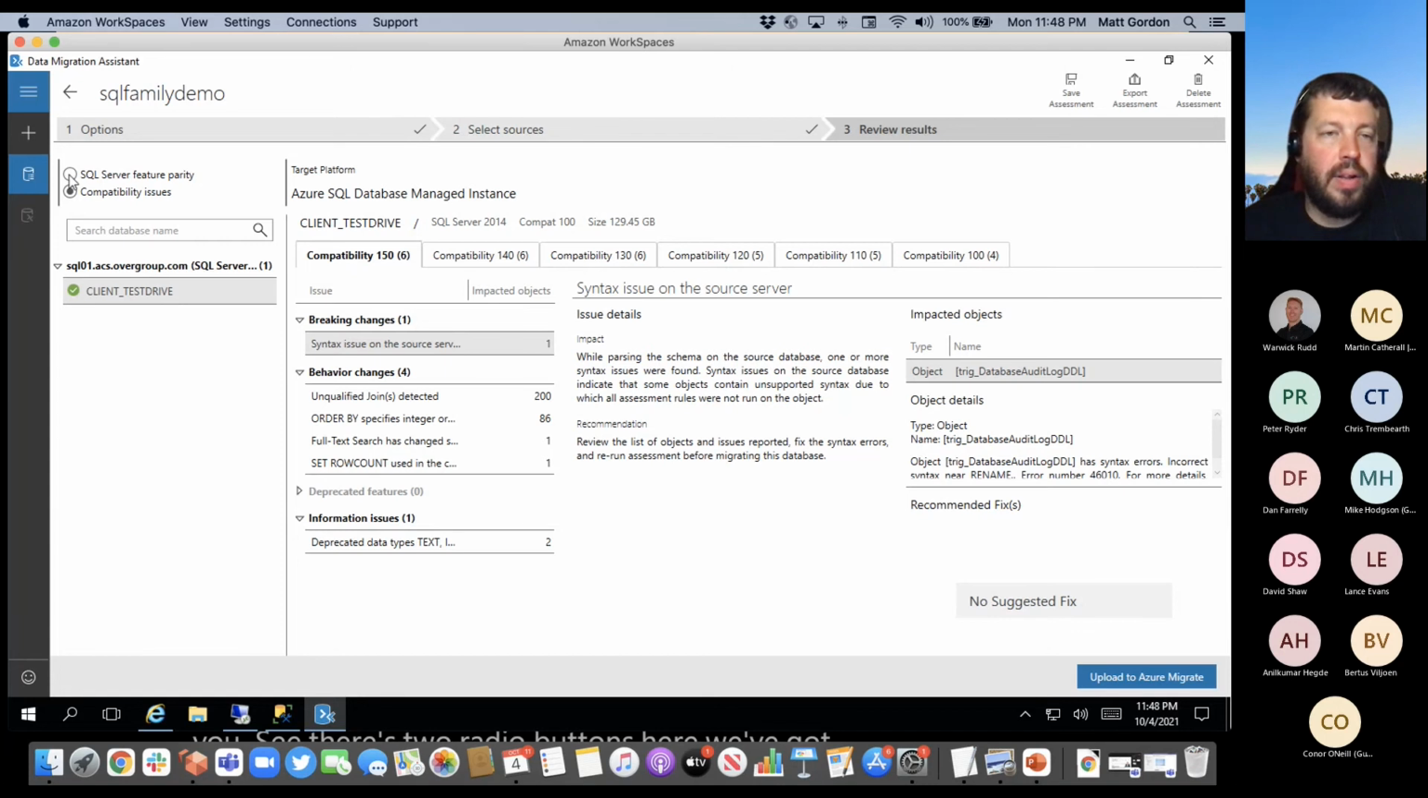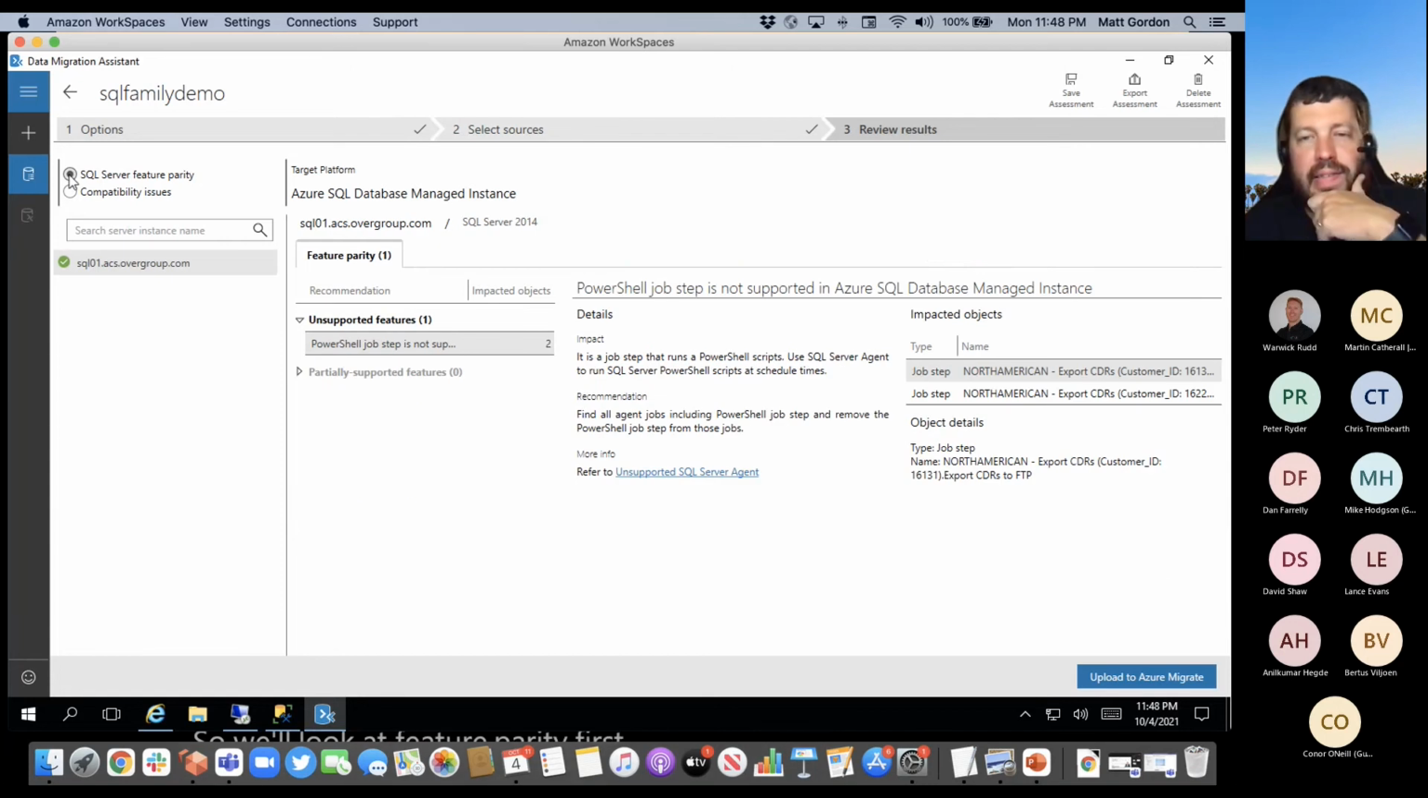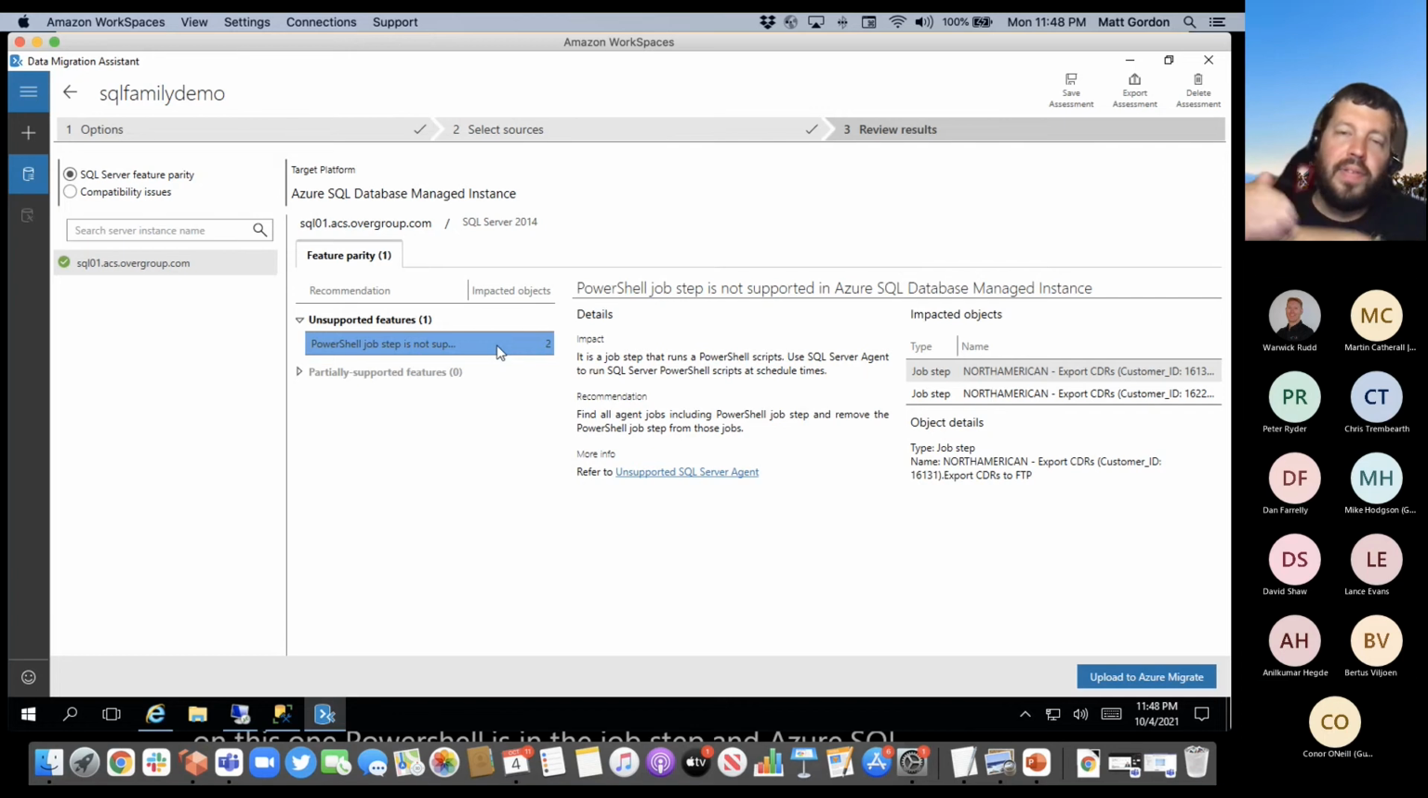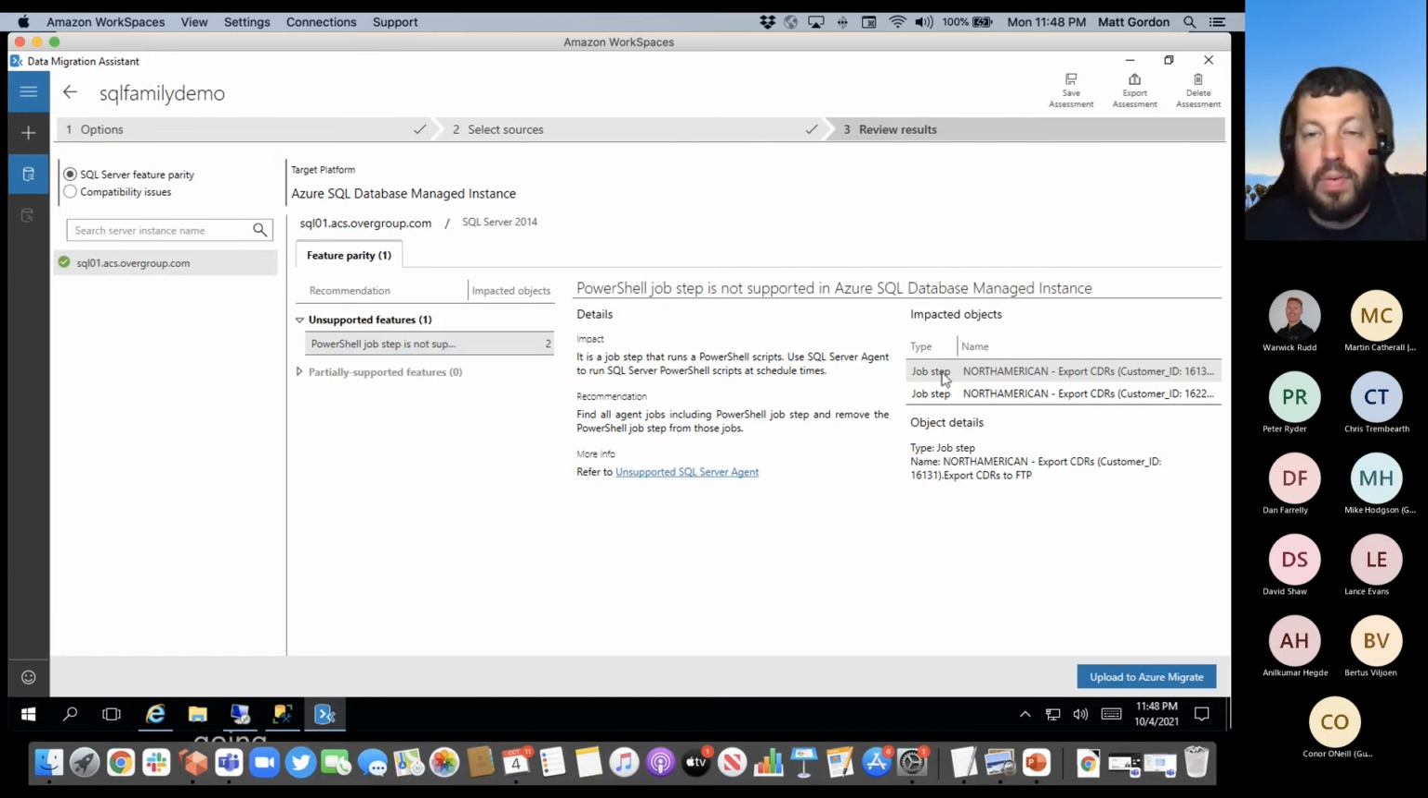So we'll look at feature parity first. That's generally the least exciting one. So it'll note, for this, we happen to have a job step on this one. PowerShell is in the job step, and Azure SQL Managed Instance doesn't specifically support a PowerShell job step. So it's going to call that out. It's going to tell you what the job step is. So it's just helping make sure you don't break anything as you migrate stuff.